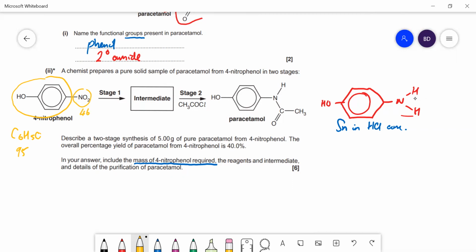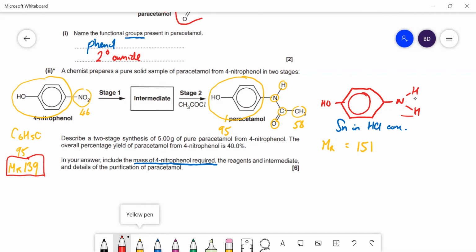So the MR of that thing is going to be 139. Okay, of the starting material. And what's the MR of paracetamol? Well, once again, we've got this bit here, which we said before weighs 95. And then we've got 14 plus 1, 15 plus 12 plus 16 and plus 15 for that. That all adds up to 58. So the MR of the paracetamol, 58 plus 93, 151. Okay, that's the paracetamol.